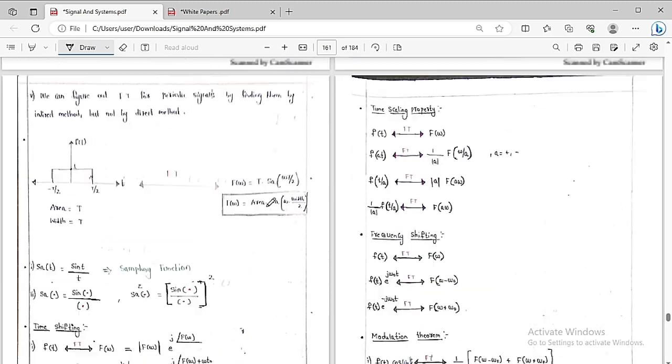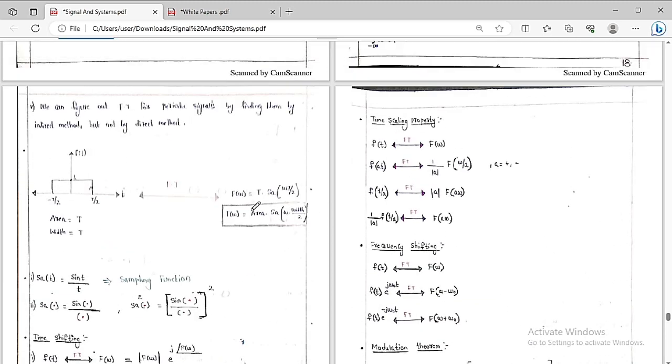So now the next point is, we can figure out the Fourier transform for periodic signals by the indirect method, but not by the direct method. See, I already told you, we can even figure out the Fourier transform for periodic signals by following the indirect method, but not by the direct method.